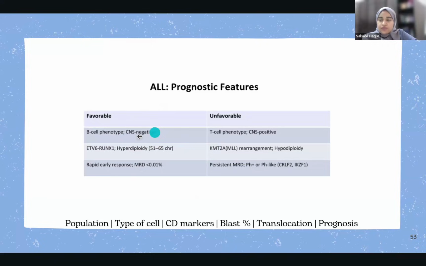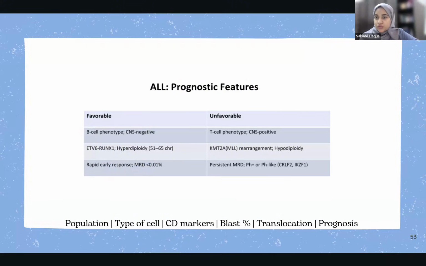If CNS is negative, favorable prognosis. Very simple. Okay? If B cell, which is more common with these lymphomas and leukemias, then it's favorable. T cell, it's always a bit more complicated. So always think B cell, favorable prognosis. Then hyperdiploidy, you can think of it as the more the merrier. The more chromosomes, basically, a favorable prognosis. And if there is rapid early response, obviously that makes sense, or minimal residual disease is very low.